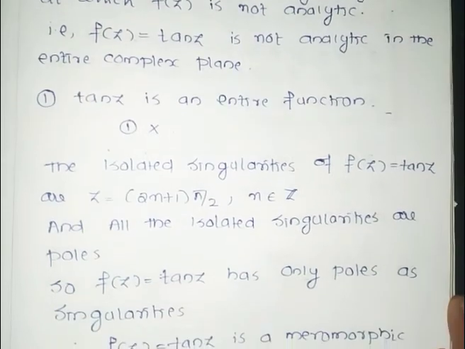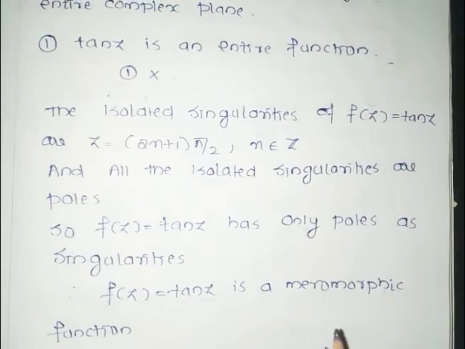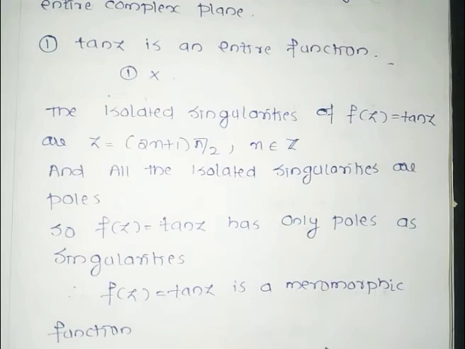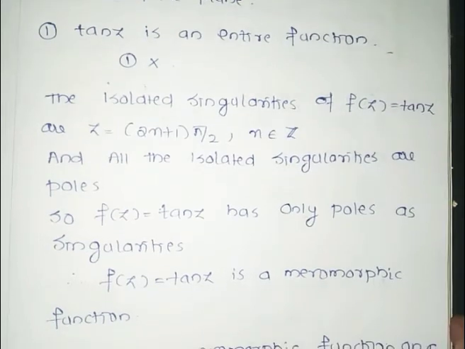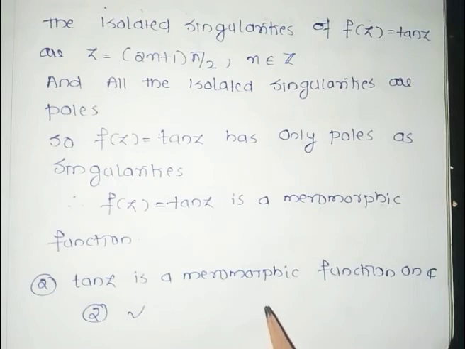So we can say f of z equal to tan z has only poles as singularities. Since the definition of a meromorphic function is a function which has only poles as singularities, f of z equal to tan z is a meromorphic function. Now we go to our second option, which says that tan z is a meromorphic function on C. This is a correct statement. Therefore our second option is correct.